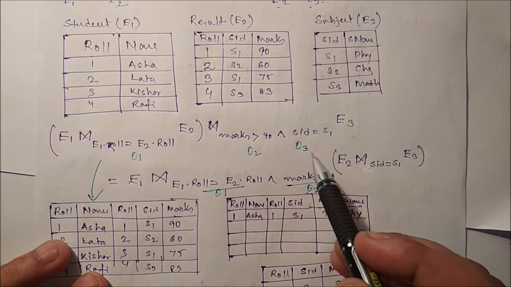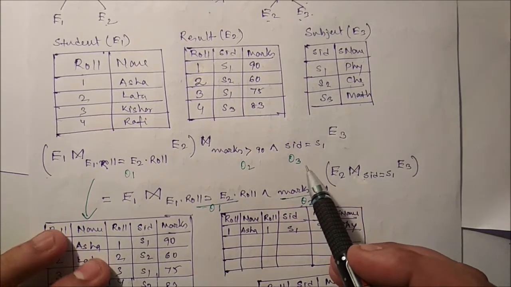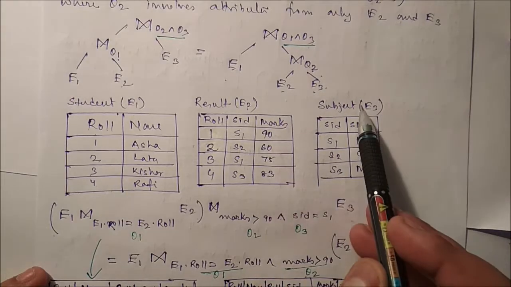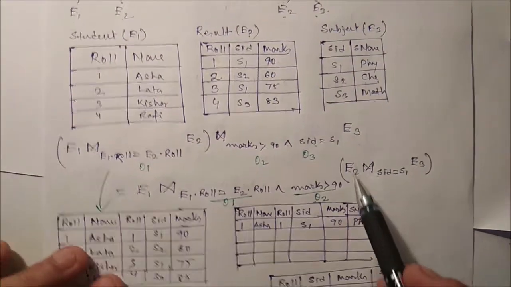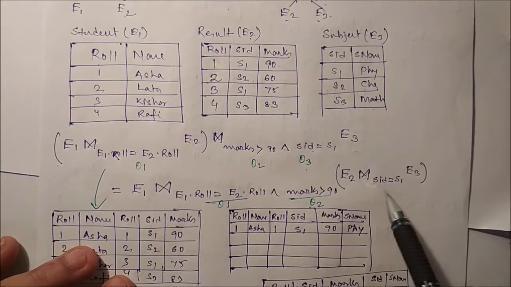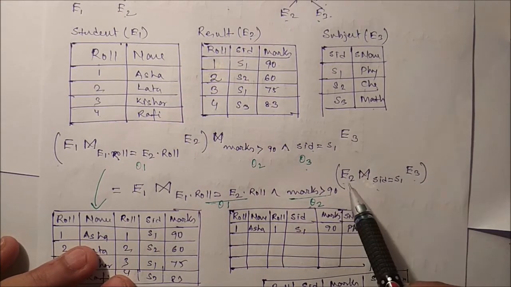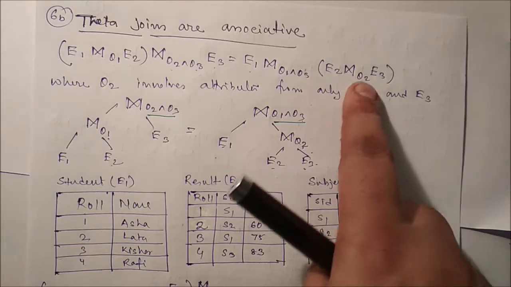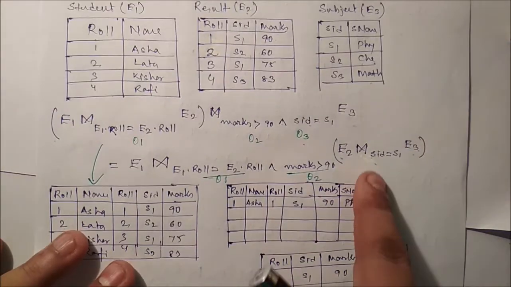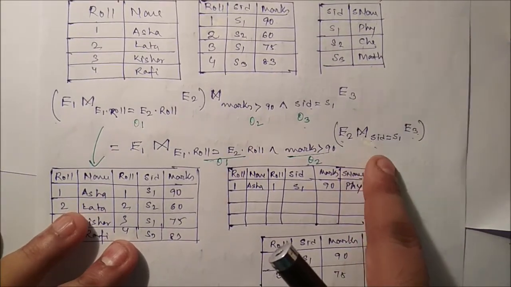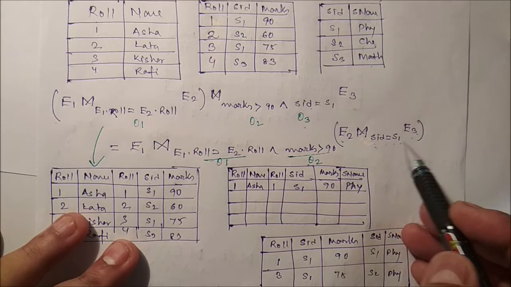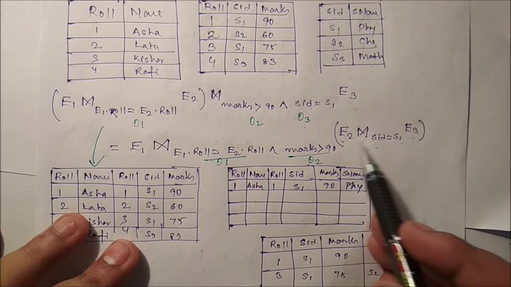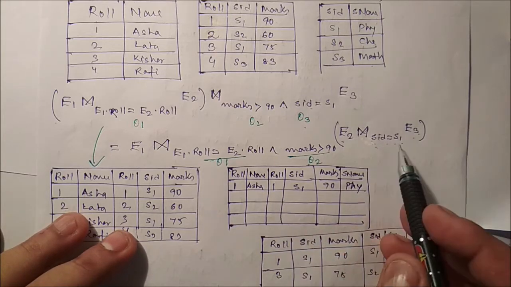Now this theta 3 is what? It is the merging condition in between E2 and E3. So subject ID is not in this particular table. So definitely we can use theta 3 to join in between E2 and E3, just like this one here. Okay, so you can use this E2 joining condition where subject ID is equal to S1. Now that means you have to merge these two where subject ID is equal to S1.